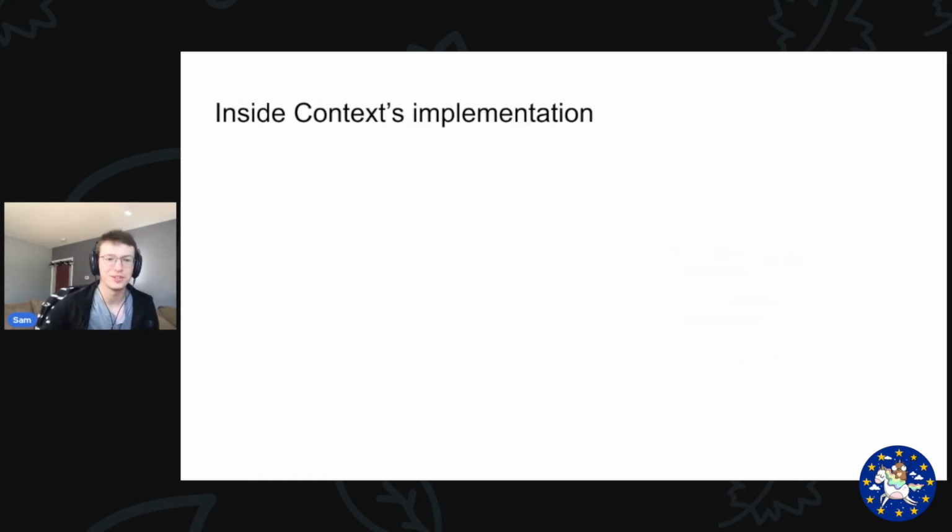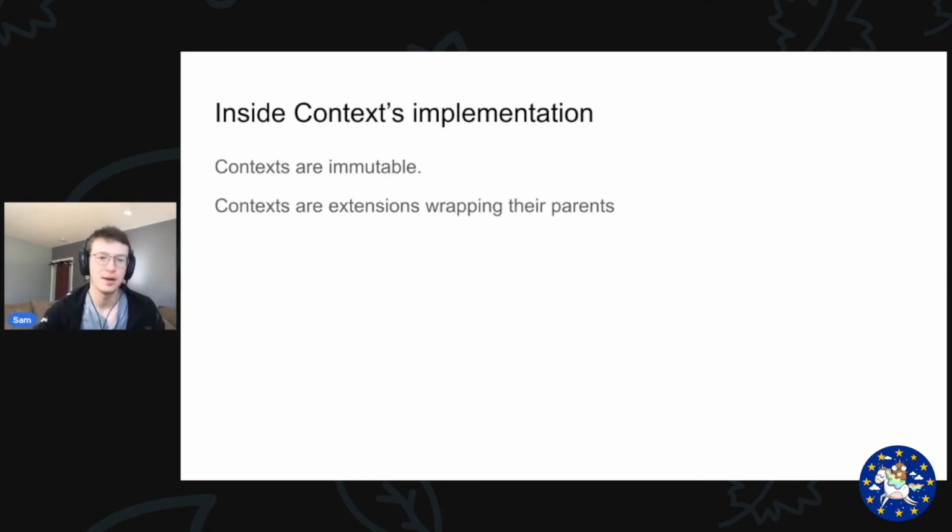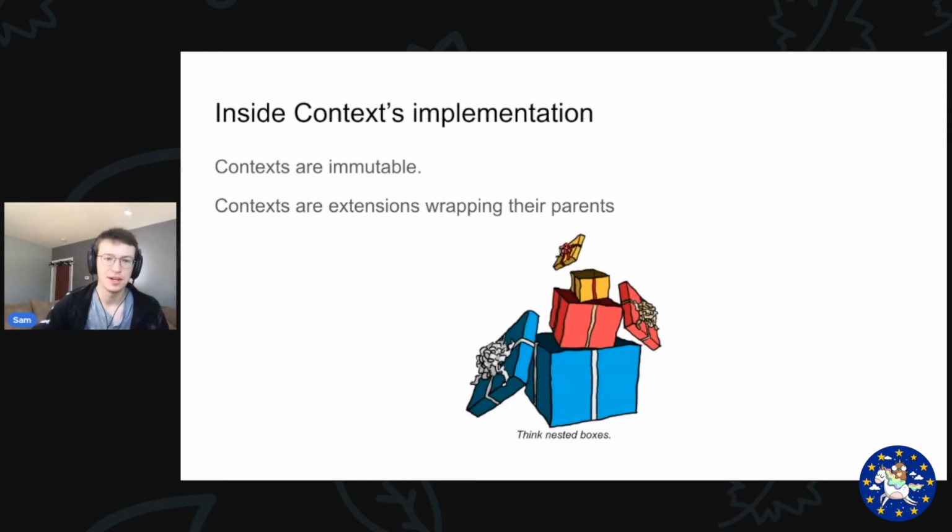So what's important to understand about a context object is that contexts are actually 100% immutable. That context object you're passed, you cannot modify it in any way. It's basically read-only. You're listening to see if you're canceled. You're checking what your timeout is. Any new context object is actually an extension wrapping a different context object, wrapping its parent.